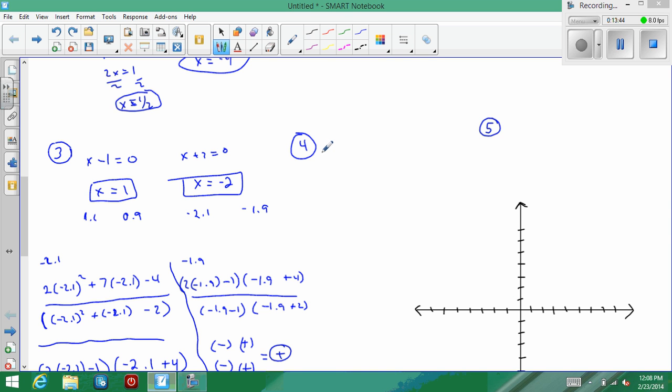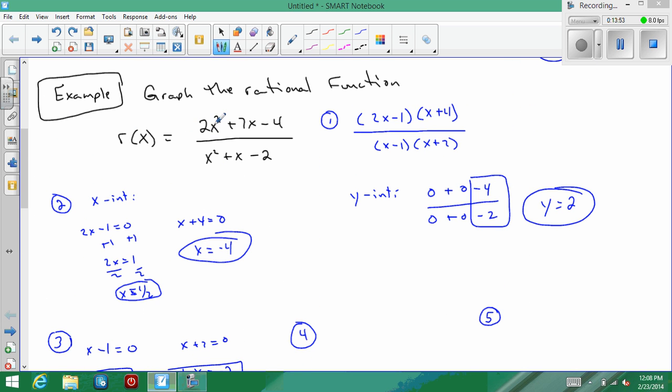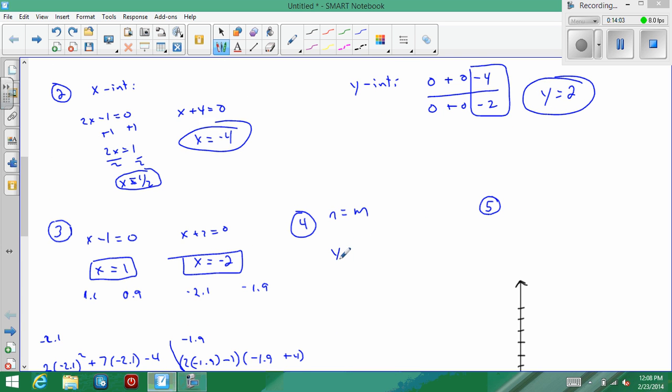So now step number 4 is the horizontal asymptote. And the horizontal asymptote is based on the degree of each of these. Since n is equal to m, they are both x squared. We are looking at the leading coefficients, 2 over 1. So y is equal to 2 over 1, which means y is equal to 2 is our horizontal asymptote.